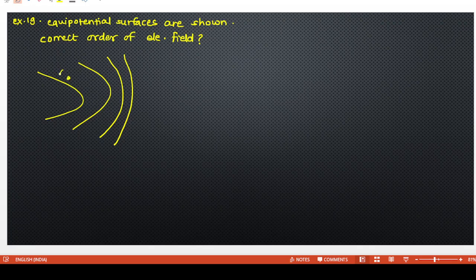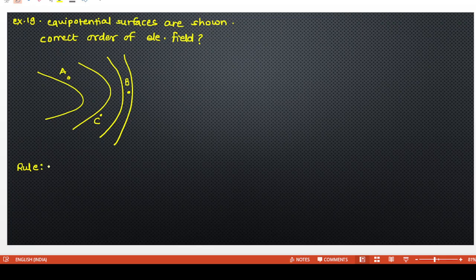Here we have point A, here we have point C, and here we have point B. These are not electric field lines. These are equipotential surfaces. Now you can remember this as a rule. Similar to electric field lines, if electric field lines are crowded, magnitude of electric field is more. And if electric field lines are not crowded, magnitude of electric field is less.